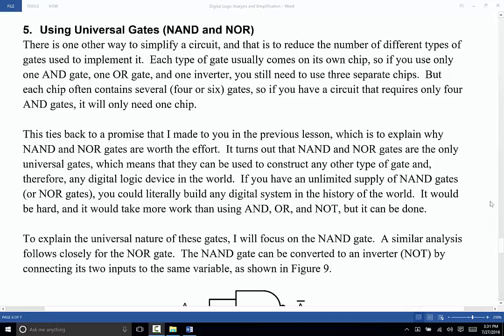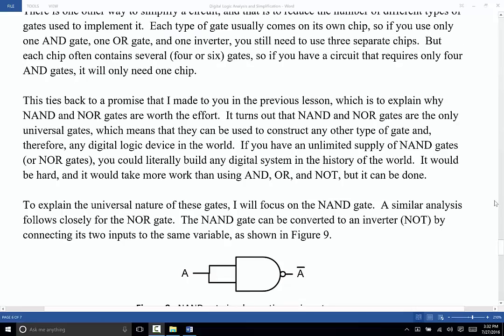So if I give you a circuit to build and you built it with 1 AND gate, 1 OR gate, and 1 inverter, doesn't sound very complicated, but you're going to need 3 different chips. But if you could actually build that same circuit using just NAND gates, using just 3 or 4 NAND gates, then you can do it with just a single chip. So universal gates can really reduce your chip count, and that can make a big difference in the final solution that you're looking for. So I'm going to focus on NAND gates.